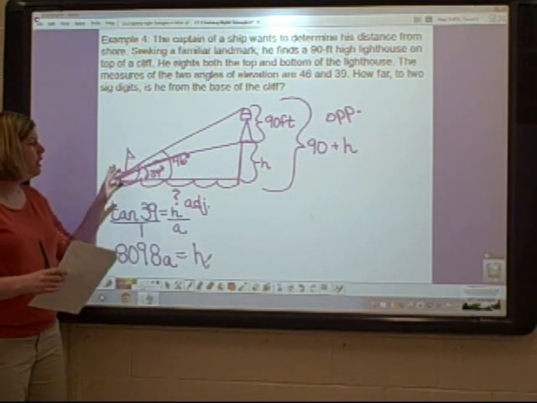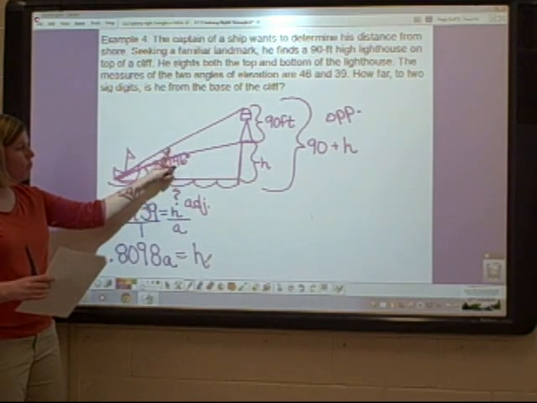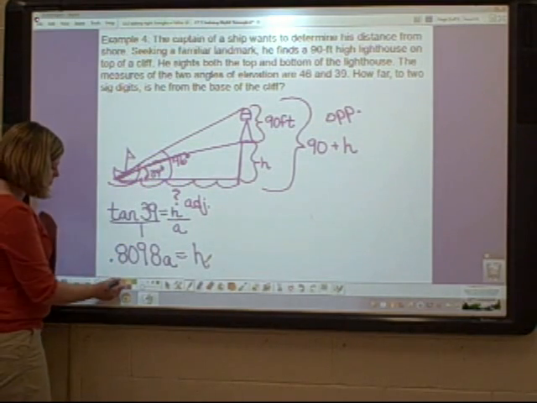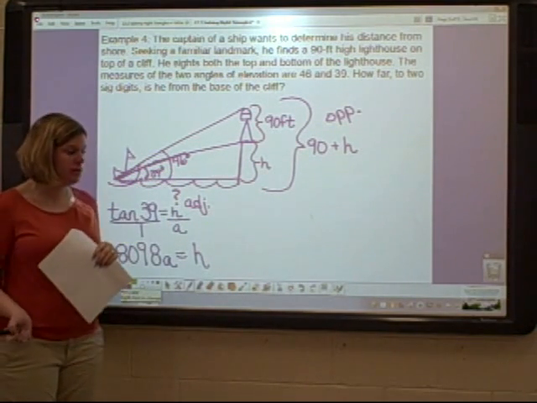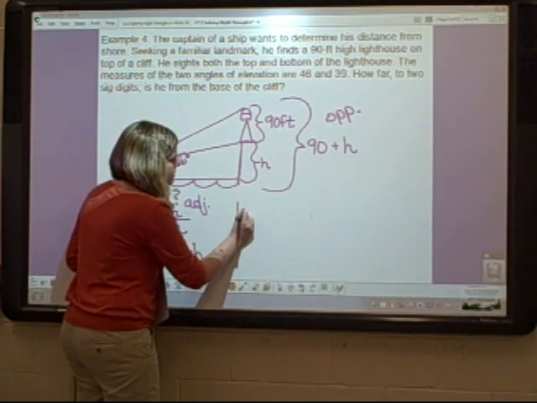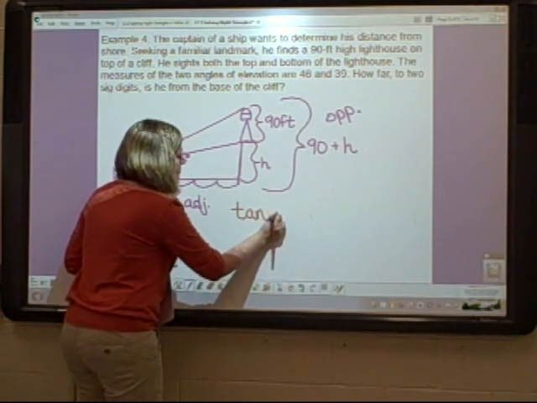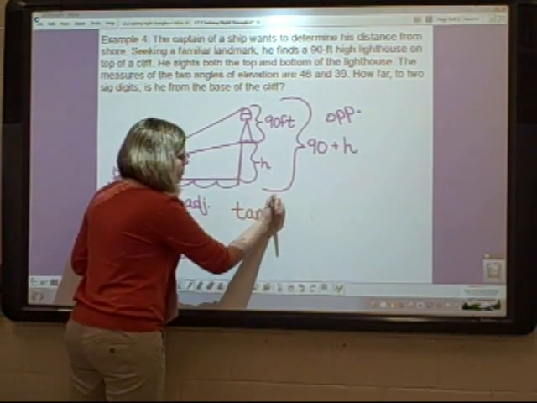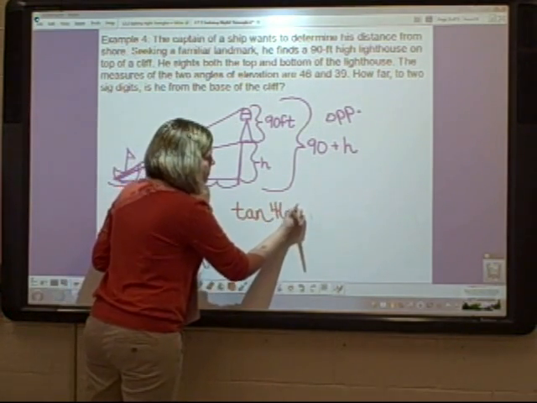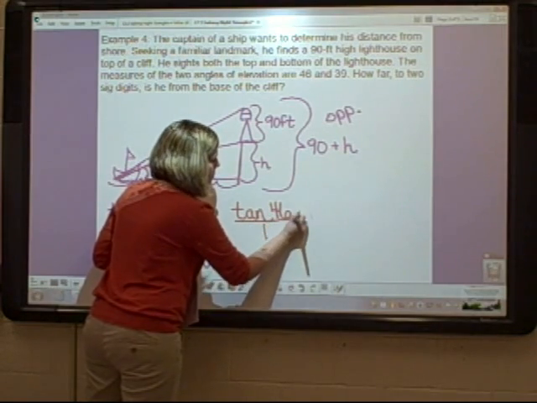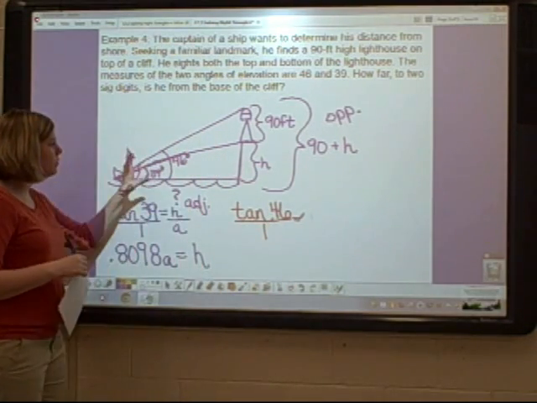Now I'm going to move to the big 46-degree angle. And I'm still working with tangent. So I have the tangent of my 46-degree angle. I'm going to put that over 1. And I'm going to set that equal to the opposite.